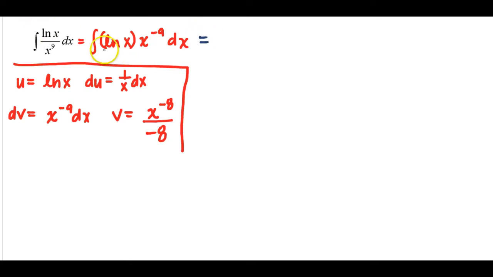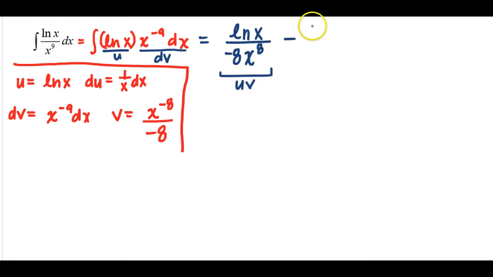So remember, this portion here was our u, and then this whole portion was our dv. So the integral is u times v. So u is natural log of x, and v is x to the negative 8 over negative 8. So u times v, I'm going to write that as natural log of x on the top, and there's a negative 8 in the denominator, and I'm going to move the x to the negative 8 to the bottom and make it positive. So this portion here, this is my u times v. Then I need minus the integral of v du.